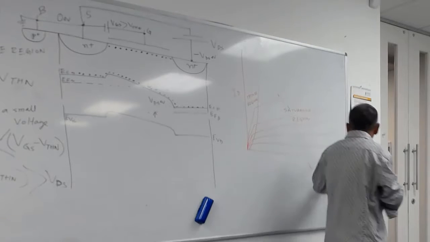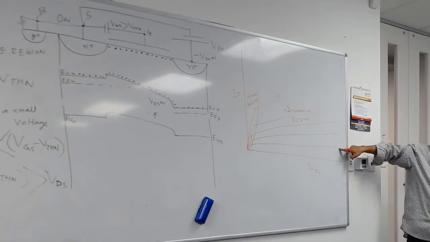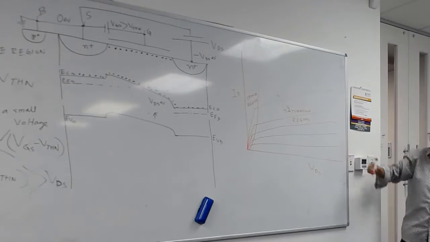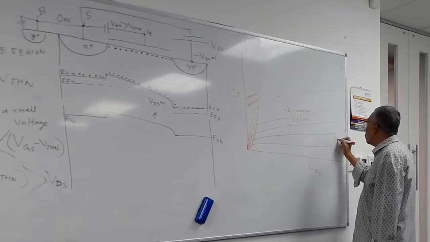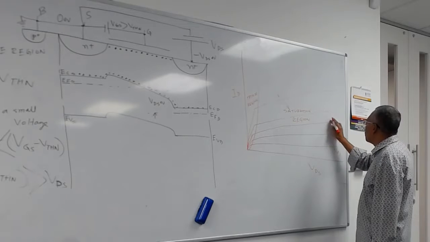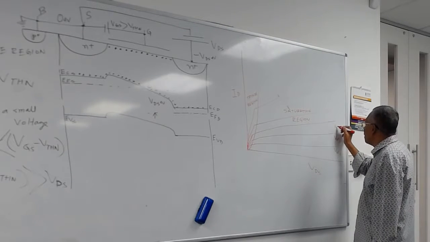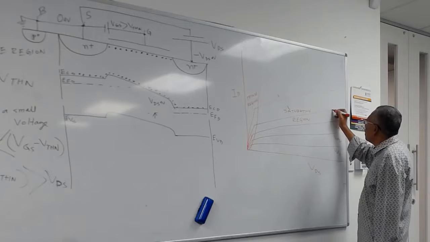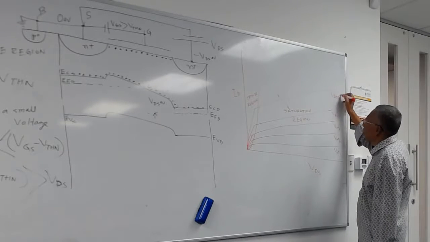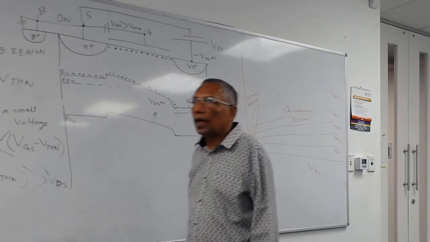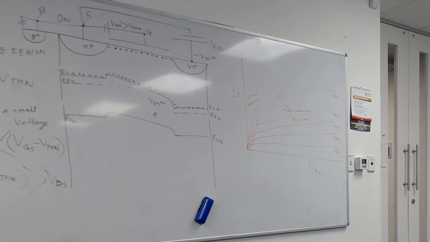And what are these lines? What should I put here? VGS1, VGS2, VGS3, VGS4, VGS5. There could be more. So this is one saturation, this is triode, and this is triode.